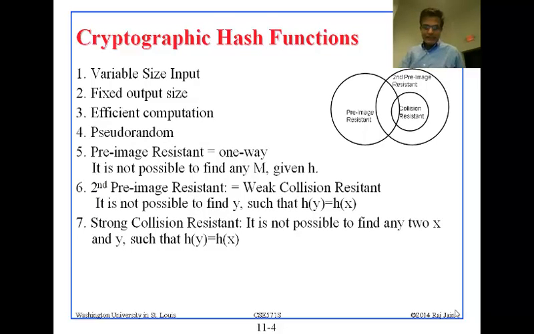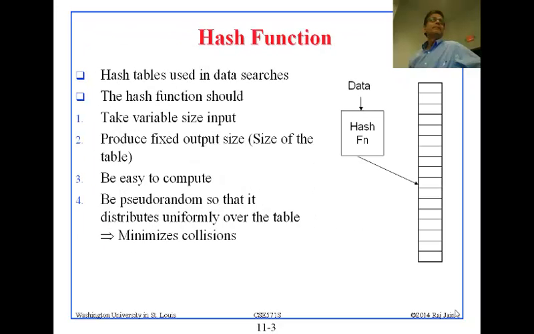All right. So for cryptography, we need the same thing. We need variable size input, fixed size output, efficient computation, and pseudo-random. Those four things come before they continue. But we also need them to be pre-image resistant. That means they have to be one-way functions, which means that given M, you can find H, but given H, you cannot find M. They are one way.